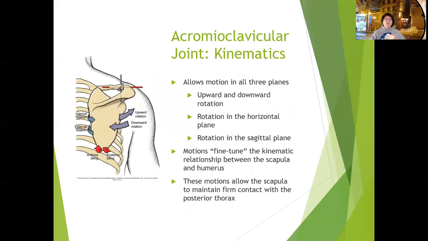So the acromioclavicular joint, being a planar joint, it's glidy. It really allows motion in all 3 planes. It can do upward and downward rotation, rotation in the horizontal plane, and rotation in the sagittal plane. So really these movements serve to fine-tune the kinematic relationship between the scapula and the humerus. They're kind of absorbing some of the motions between the scapula and the humerus. It allows the scapula to maintain firm contact with the posterior thorax, and that's important for stability when you think of it.